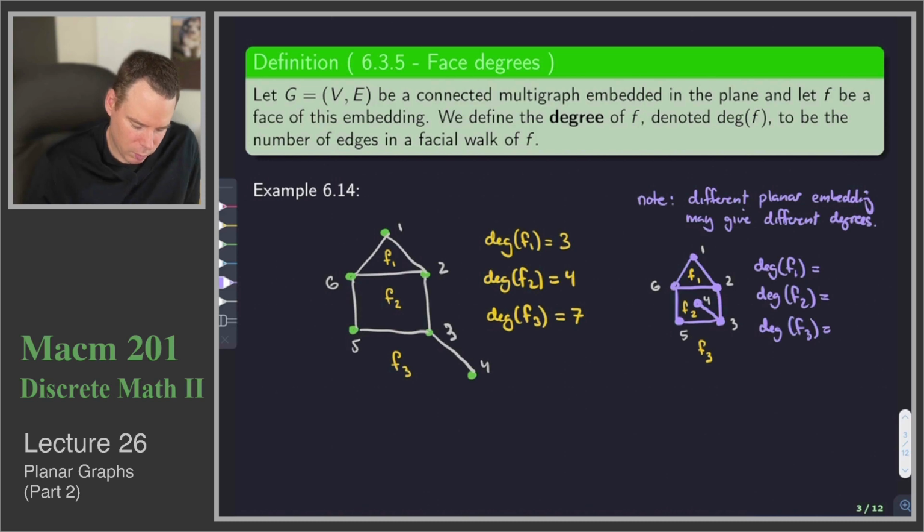Degree of f1, that's still 3. There's still a triangle that goes around it. How about f2? Well, I'll wander around f2. 1 edge, 2 edge, come back along it. That's 3, 4, 5, 6. So that now has degree 6 because the walk around f2 has length 6. And what about f3? Well, that's 1, 2, 3, 4, 5. The walk around f3 has length 5, so it's got degree 5. So the degrees have changed.